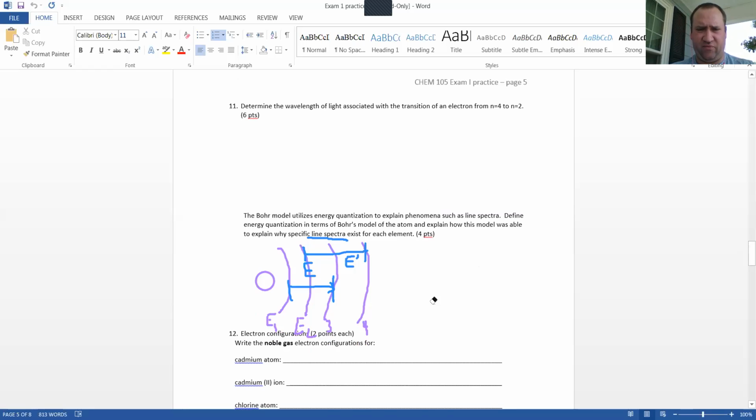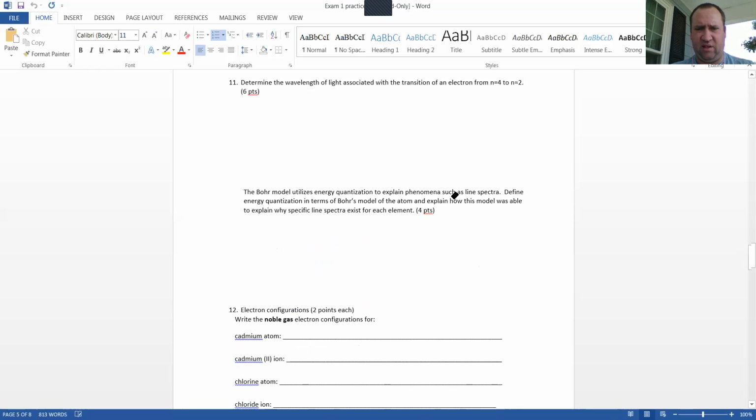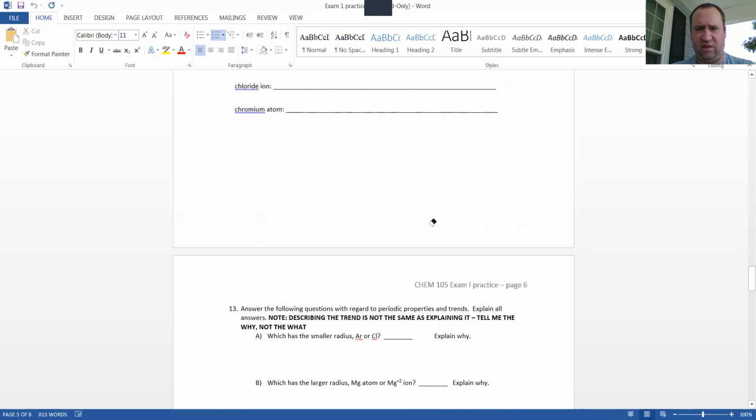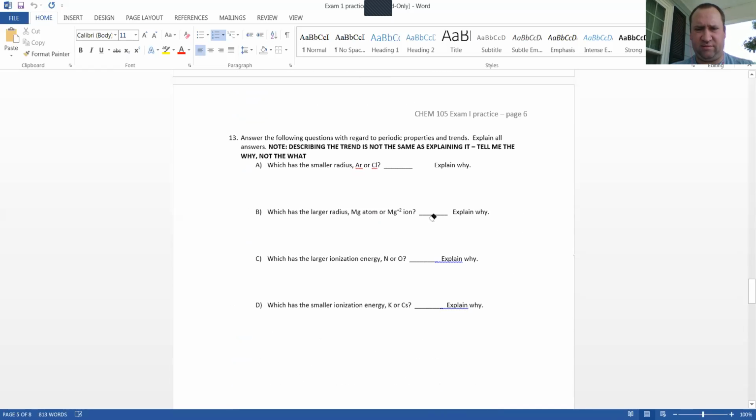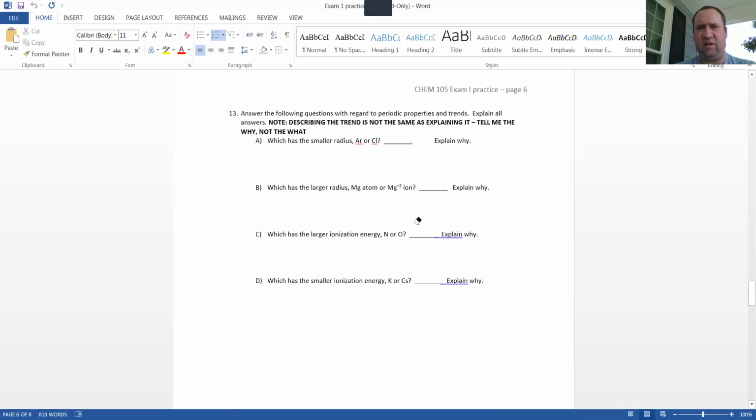Okay. Which has the smaller radius, argon or chlorine? The radius is going by position. Okay, so think about what we were talking about yesterday in office hours. I drew you those pictures. We used the Bohr model again to try to explain it.